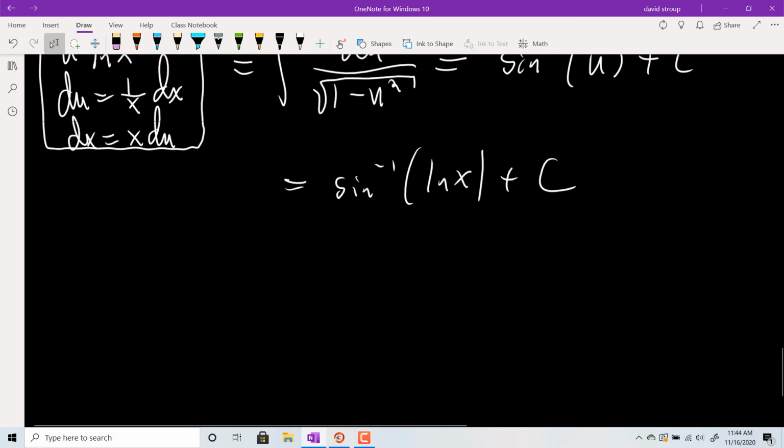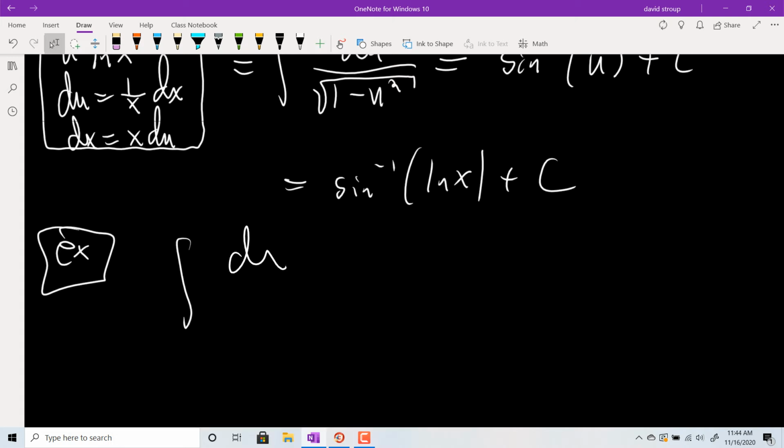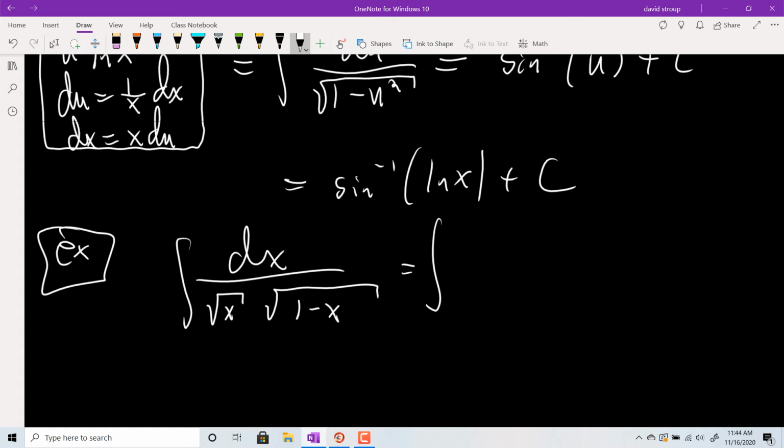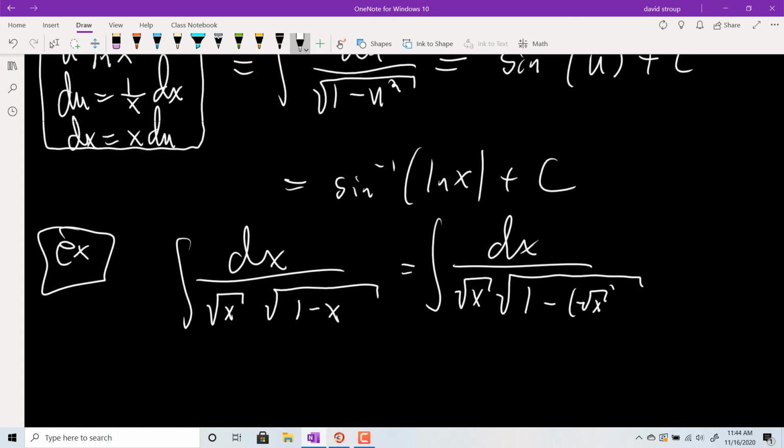Okay, let's look at just a random example. dx all over the square root of x times the square root of 1 minus x. This one is really weird. You don't really see a squared term in there, so it kind of looks like an arcsine. Maybe it's an arcsecant, I don't know. But if you rewrite it and then do a u sub, it's kind of obvious. So what is the u going to be? It's the square root of x, because the square root of x squared is just x.